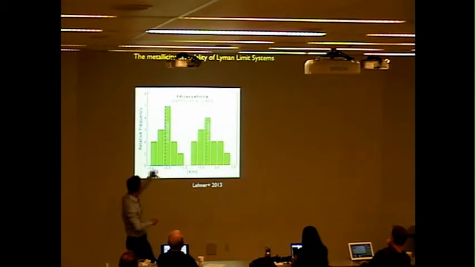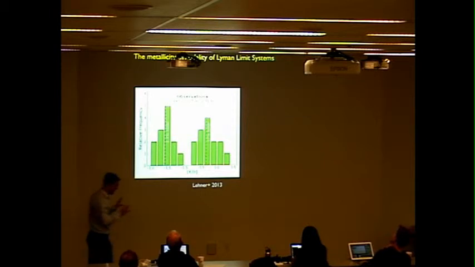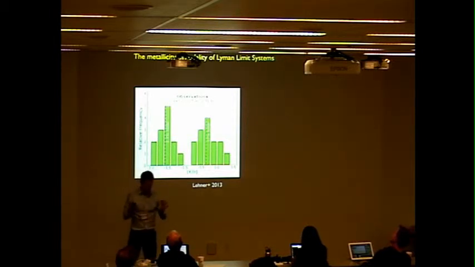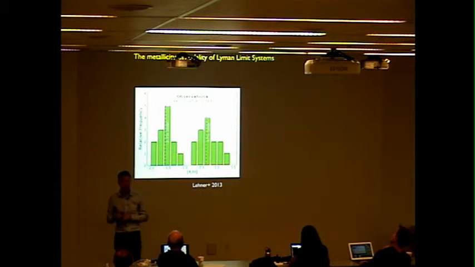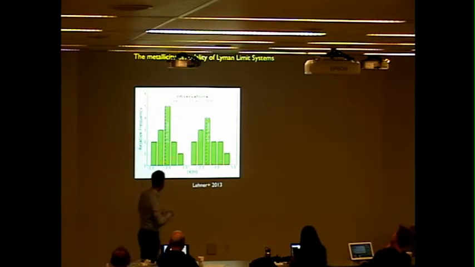Okay, and then very quickly, talking about the metallicity bimodality, there was work by Nicolas Lehner last year looking at Lyman limit systems that were only chosen based on their neutral hydrogen content, not based on their metallicity. And what he found was there are two separate populations. One high metallicity component that's about 50% solar, and then one low metallicity component that's about 2.5% solar.